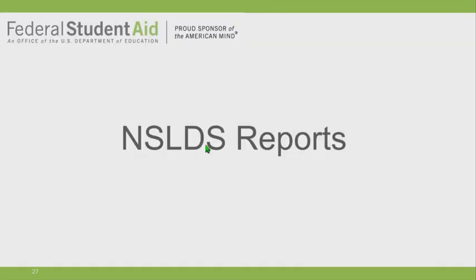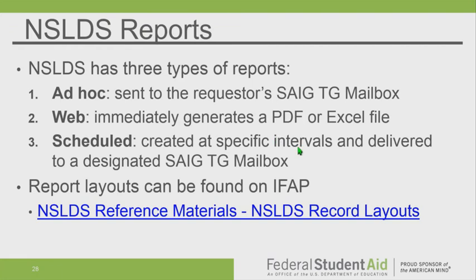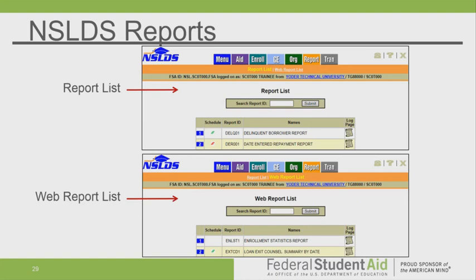Now for the reports, how many of you have downloaded reports? Comfortable with it, know how to do it? Okay, great. So we will talk about what reports we have and what enhancements we've done. We have 3 types of reports available to you: the ad hoc reports, the web reports, and scheduled reports. Also, all the layouts are found on IFAP if you need them.